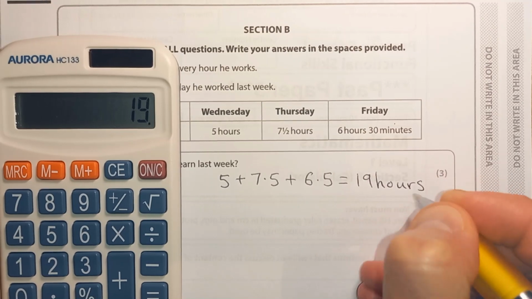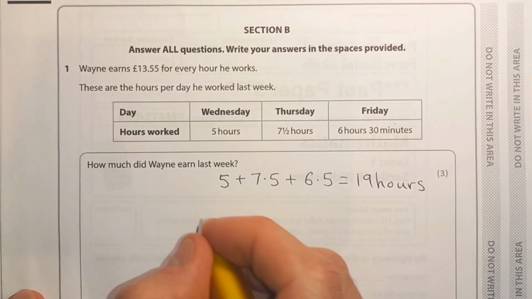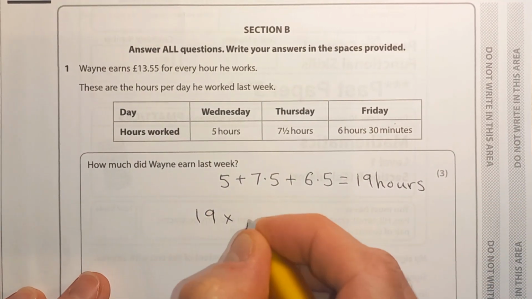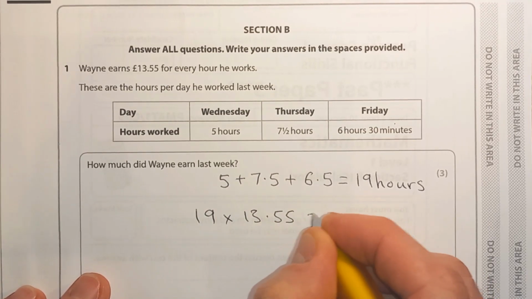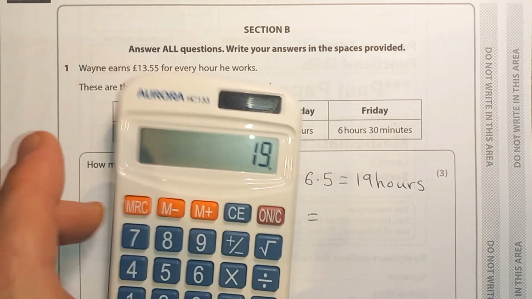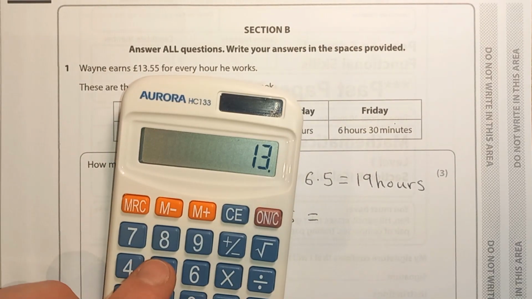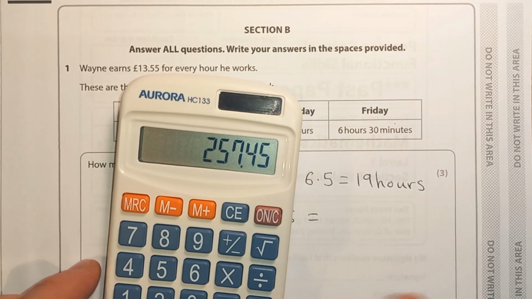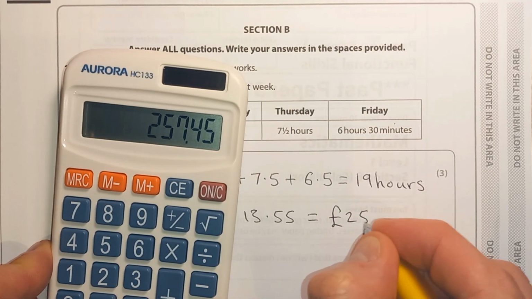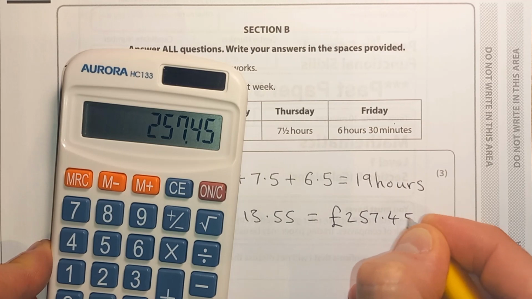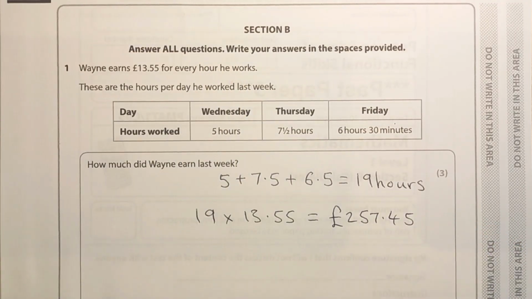19 hours. So he worked 19 hours, and for each hour he got paid £13.55. Which gives us a total for the week of £257.45.